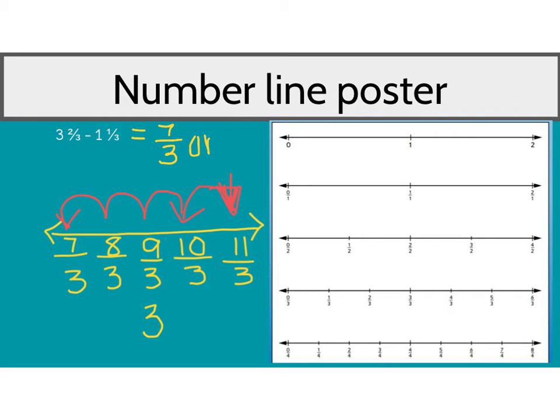it would be a mixed number of... anybody have an idea? What would that be as a mixed number? How many 3's can we subtract from 7? 2. And then we would have 1 left over. So my answer would be 2 1/3. So this is using a number line poster. Let's use our next strategy.